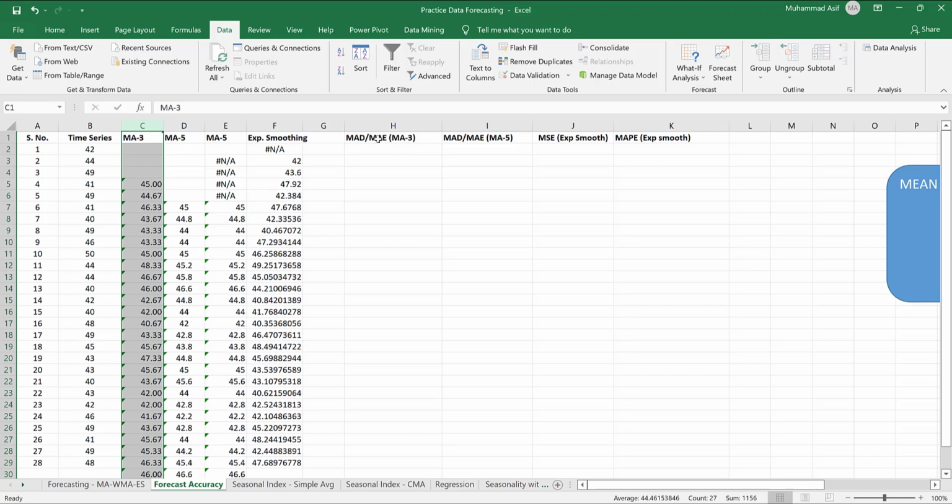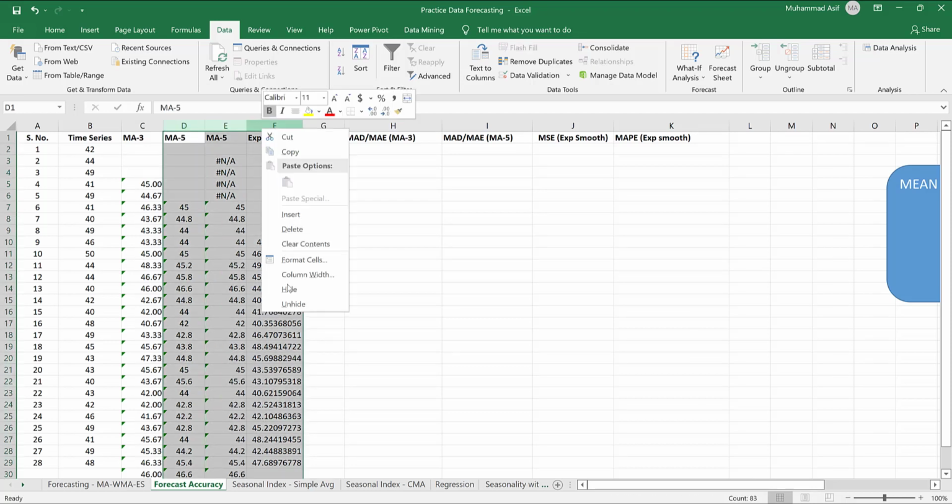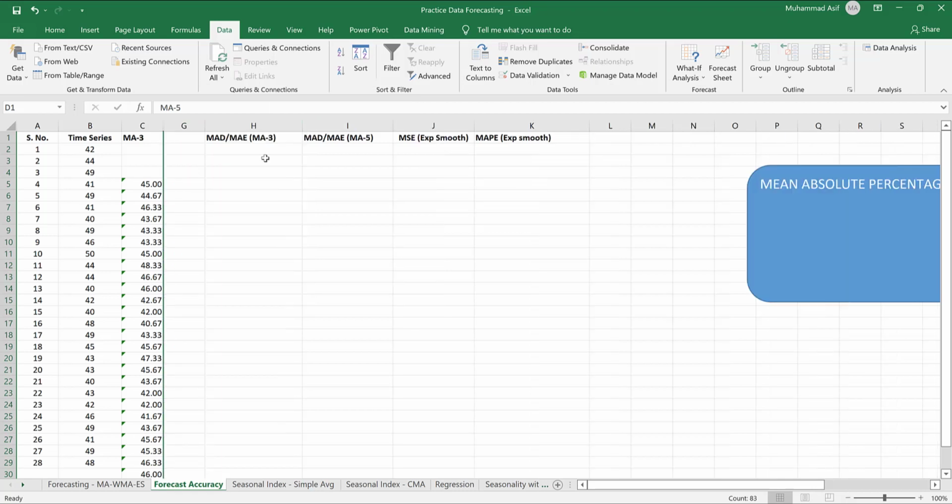For this one we use the first technique called MAD, that's mean absolute deviation or mean absolute error, and we are using it with the forecast of moving average 3. So for this purpose what we do is that we take difference. We'll be using these values. Let me hide them temporarily. So first we will take a difference of a time series and forecast, and there will be some negative values as well.